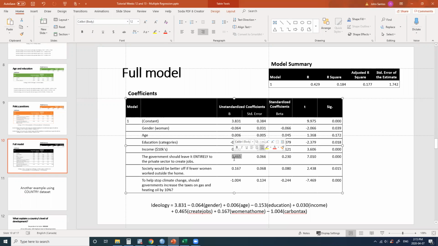What does this 0.465 mean in substantive terms here? Does somebody want to take a crack at that? You can sort of type something into the chat box, or you can unmute your mic and say something.